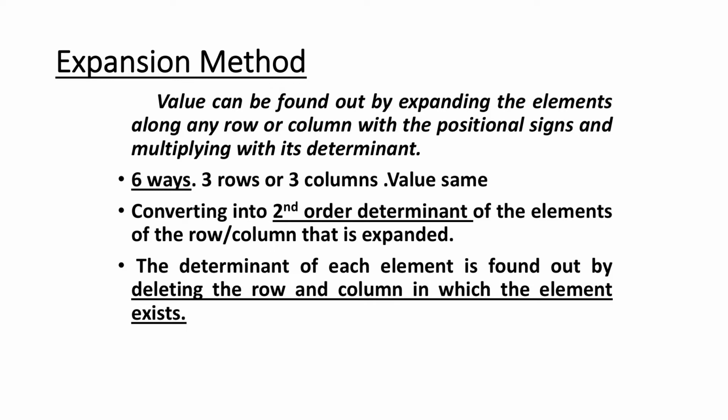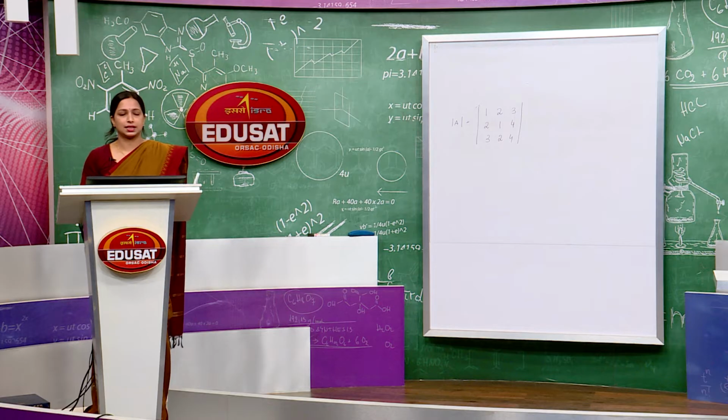There are 9 elements, right? Here we must remember, we must convert it to a second order determinant of the elements that we take along the row that we are expanding. For example, if we are expanding the first row, when we take the first element of the first row, we must take the positional sign of the element and also the second order determinant that we find by deleting the row and column in which the element lies, right? For example, take a look at the slide.